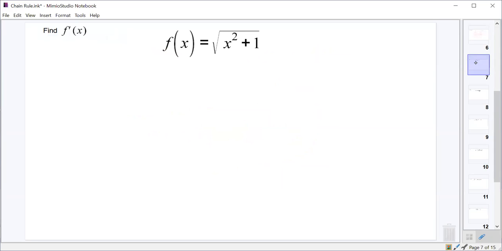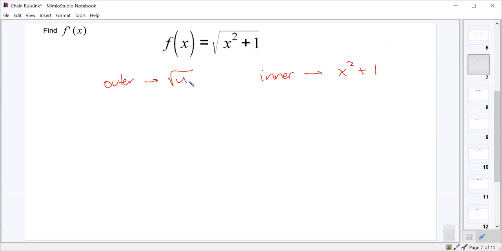All right, let's do another one. We've got f of x equals the square root of x squared plus 1. What's the outer function? The square root of u. What's the inner function? u equals x squared plus 1.